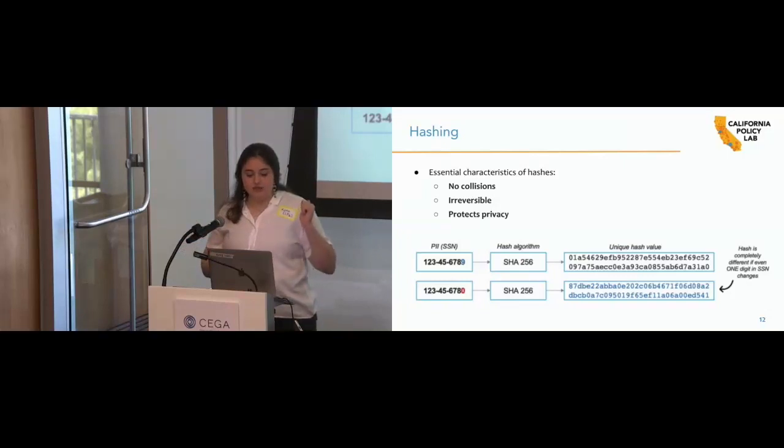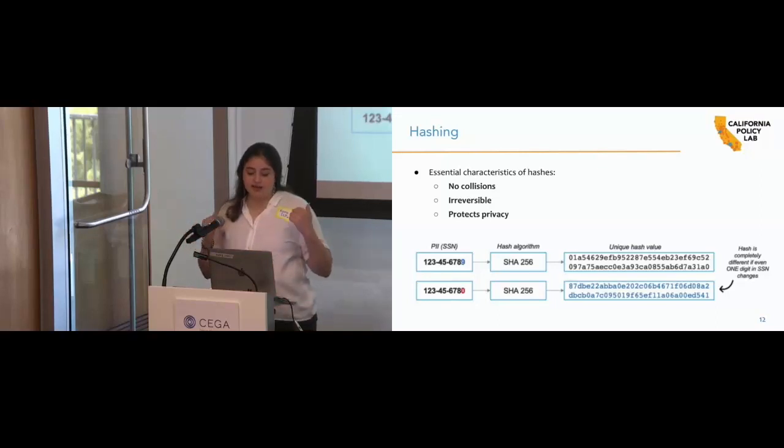And it has two important characteristics. The first one is that it doesn't allow for collisions. What this means is that two unique original values should never produce the same hash value. Otherwise, this could introduce false positives. In the example we see here, we have two SSNs that are almost exactly the same. There's only a small difference at the end. One has a 9, the other one has a 0. And if we look at the unique hash value that it produced, they are completely different.